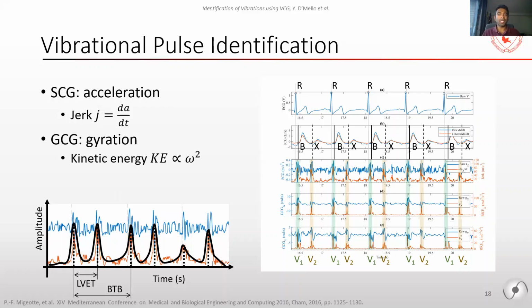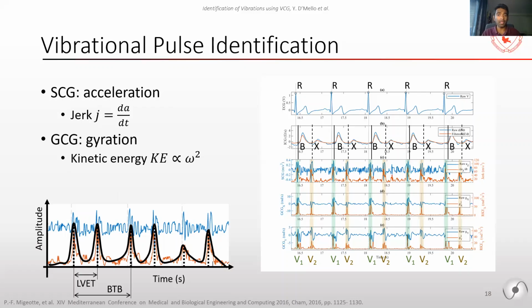We converted the acceleration to jerk by differentiating it. And for gyration, we just squared the signal to get a measurement related to its rotational kinetic energy. And voila, Lorentzian peaks.